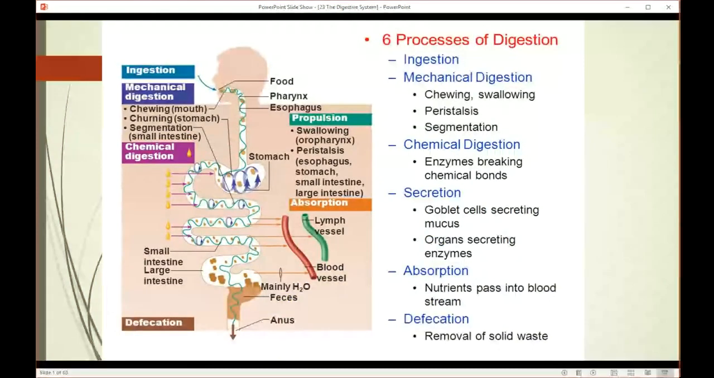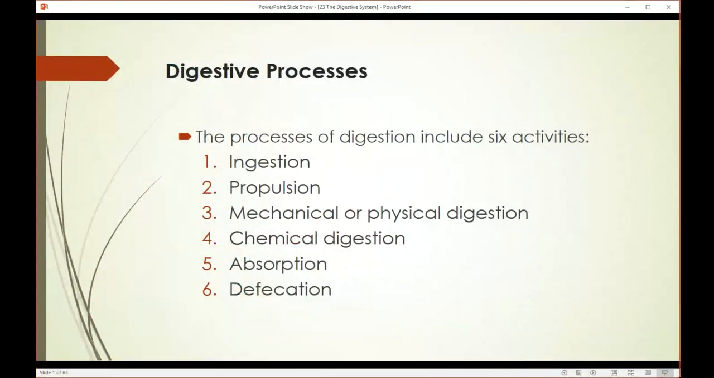So the process of digestion is ingestion, propulsion, mechanical or physical digestion, chemical digestion, absorption, and defecation. And if you check out your textbook, you'll find tons of devices to help you. Something about an indigo parrot, but honestly, I don't remember what it is. So ingestion, propulsion, mechanical digestion, chemical digestion, absorption, and defecation. These are the processes of digestion.